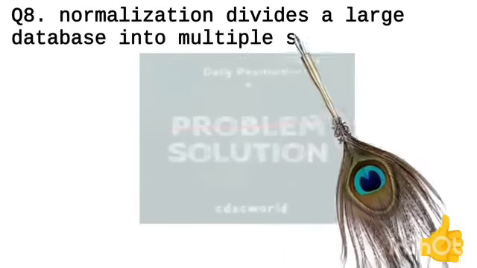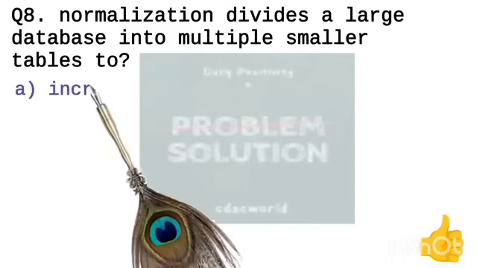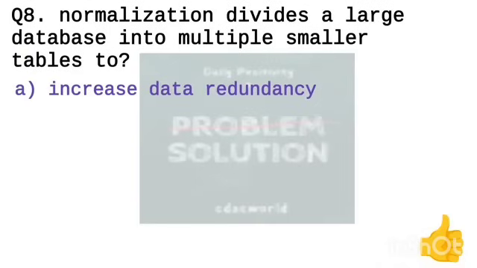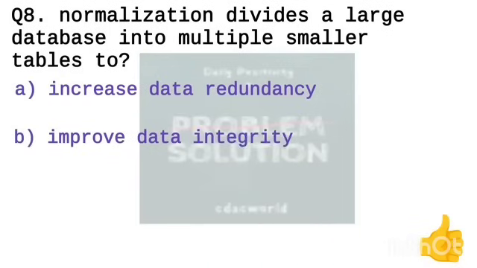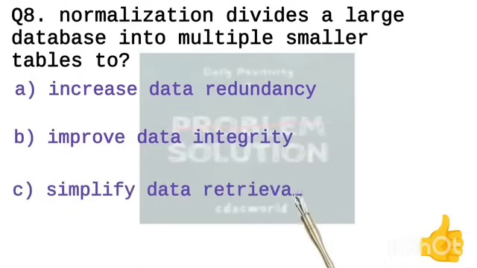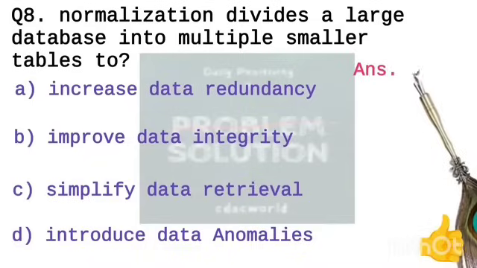Query number 8. Normalization divides a large database into multiple smaller tables to: Option A, increase data redundancy. Option B, improve data integrity. Option C, simplify data retrieval. And option D, introduce data anomalies. And the answer is B. Improve data integrity.